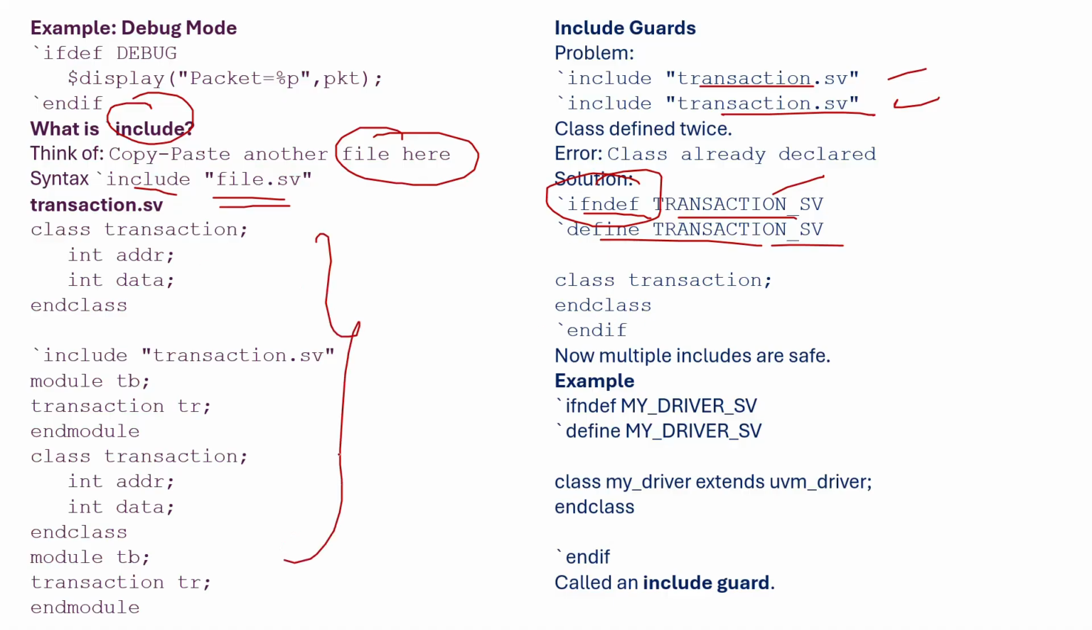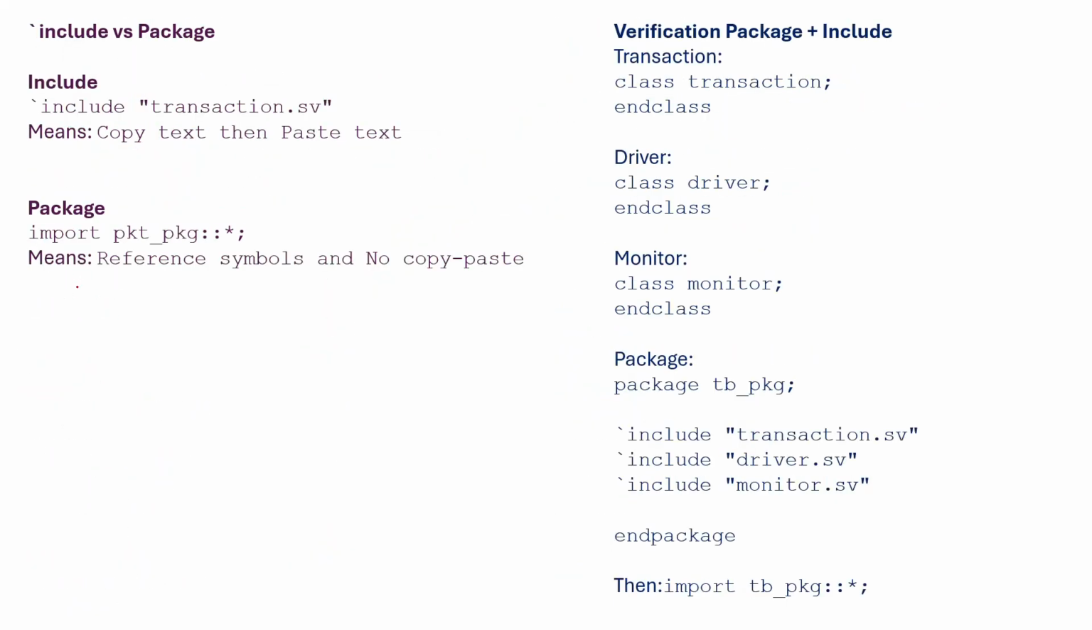Same thing: the class is represented somewhere else, and the entire class is brought in here. That is tick include. Tick include transaction class is here. See here also I am including it in my module TB, before that including the transaction.sv file. Package is also importing, but it references symbols with no copy-paste. Include is copy-paste: it copies and pastes here. That is the difference between tick include and package.